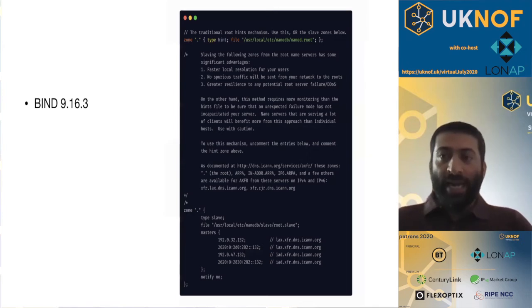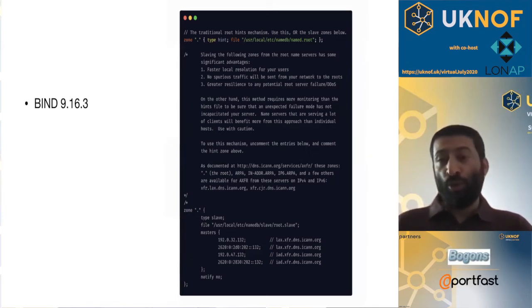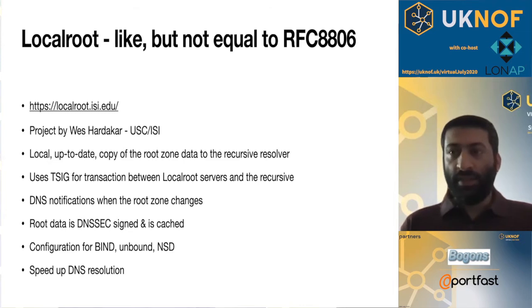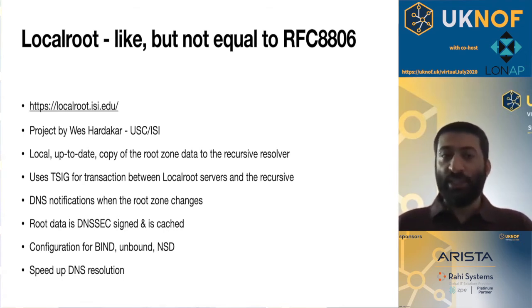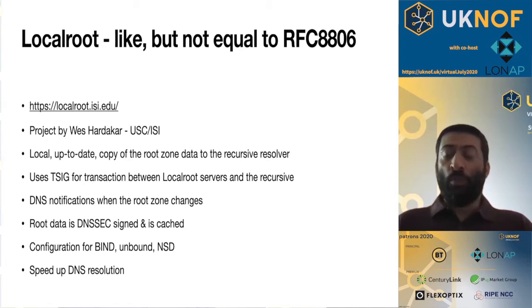Latest versions of BIND have an option to pull the root zone in a mechanism called slaving of the root zone, which is also possible. Having said that, here is an interesting project, which is Localroot. Ideally, Localroot is like, but not equal to, RFC 8806, because it does a lot of other things as well. The project is by Wes Hardaker from the University of Southern California and ISI.